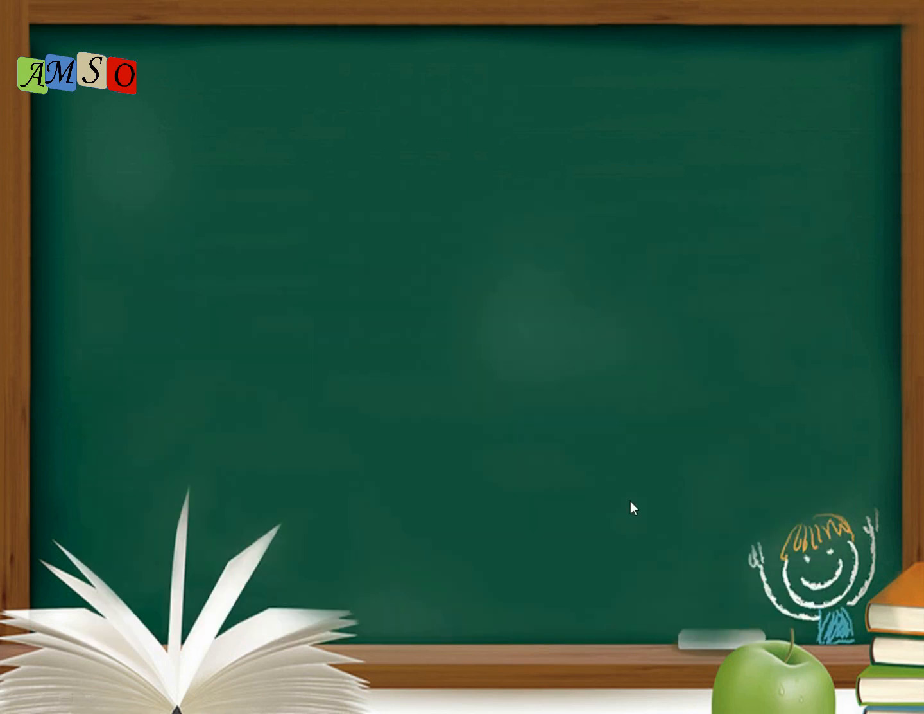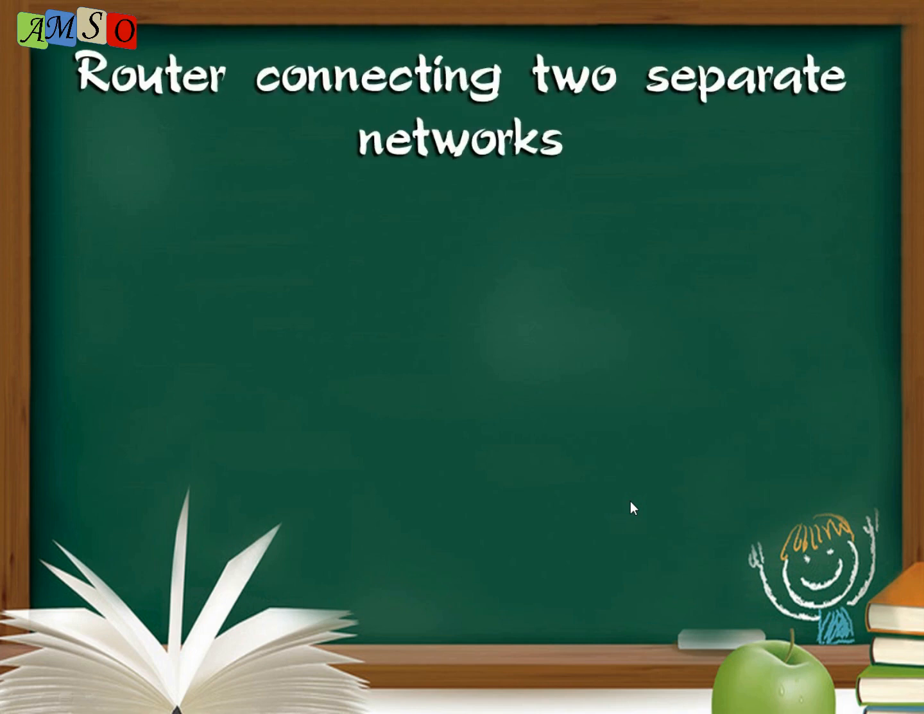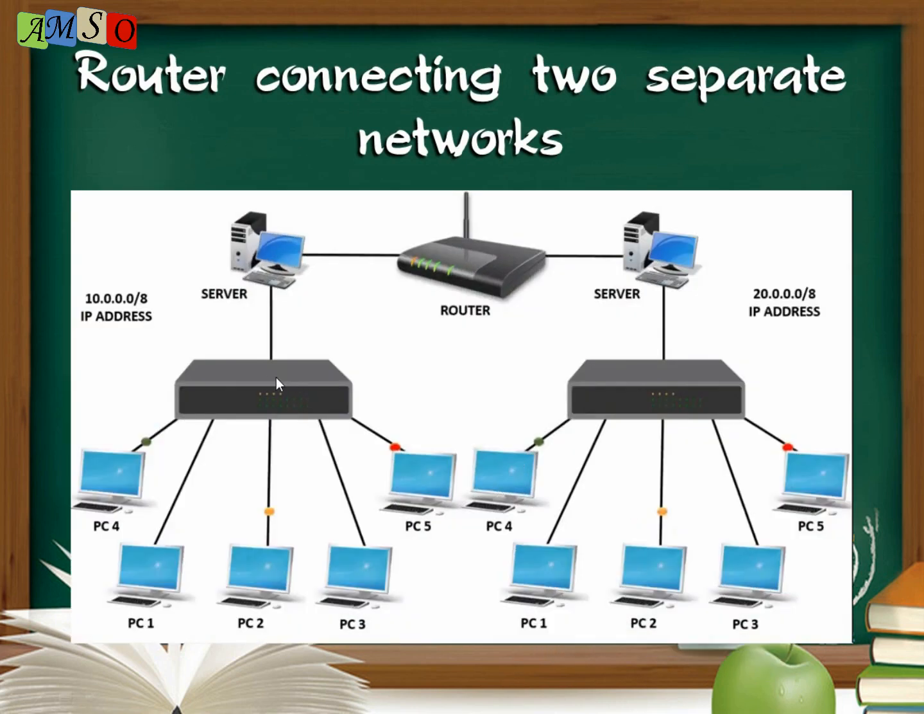So now, the last one which I'm going to display to you is a router connecting 2 separate networks. As we can see, we have a network here and we have another network here. So this is network 1 and this is network 2. These are 2 separate networks and we want this network to be able to communicate with this network. So we now bring what we call a router. A router is a network device that is used to join 2 or more networks together. It is used to join 2 or more separate networks together.